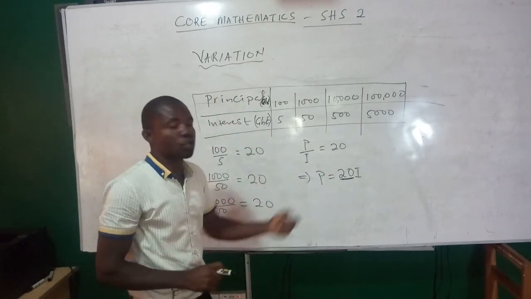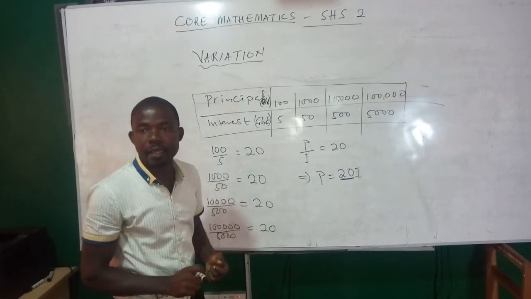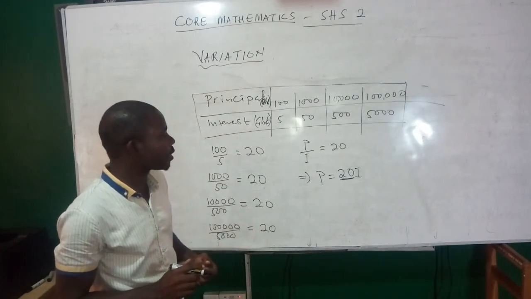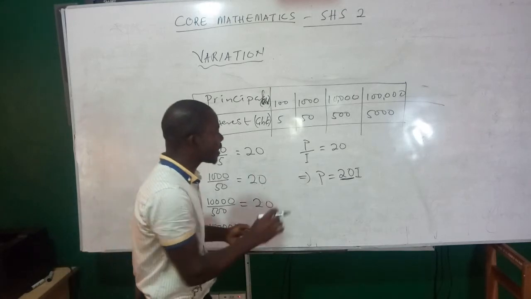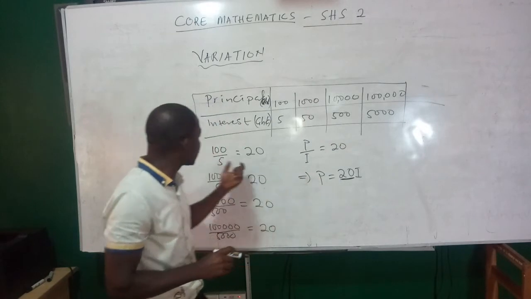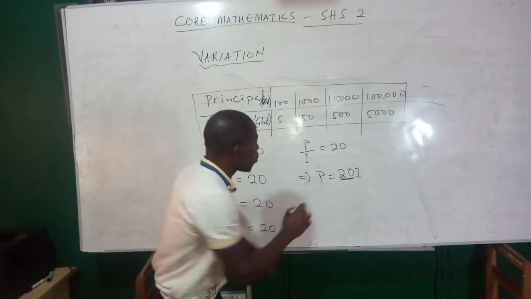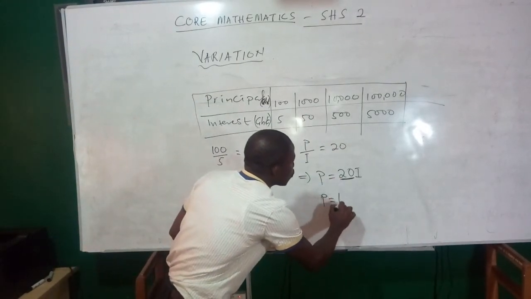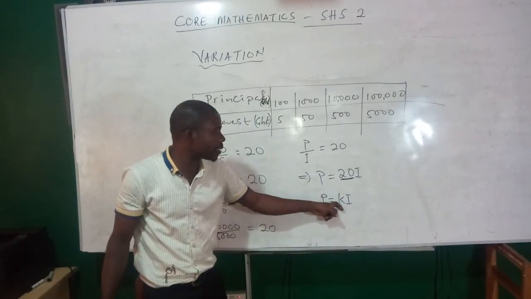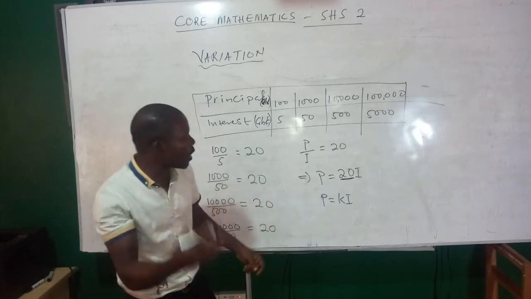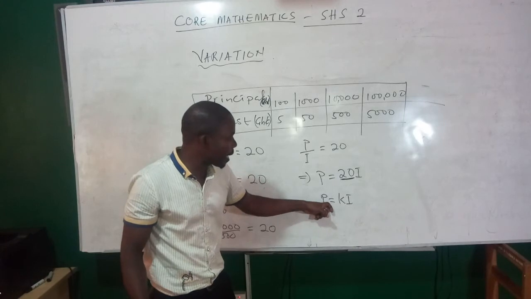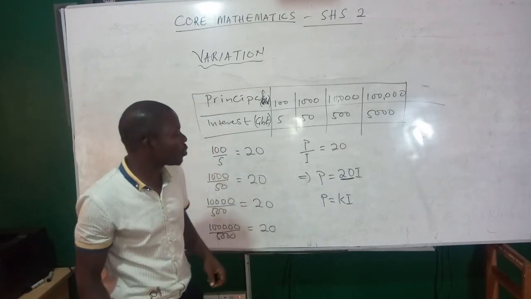Conventionally, we use the letter K to represent the constant of variation. So in this case, assuming we don't know the constant as 20, then this statement we have here, we will have P is equal to Ki, where K is the constant of variation. So whenever you multiply the constant by the interest, you get the principal.